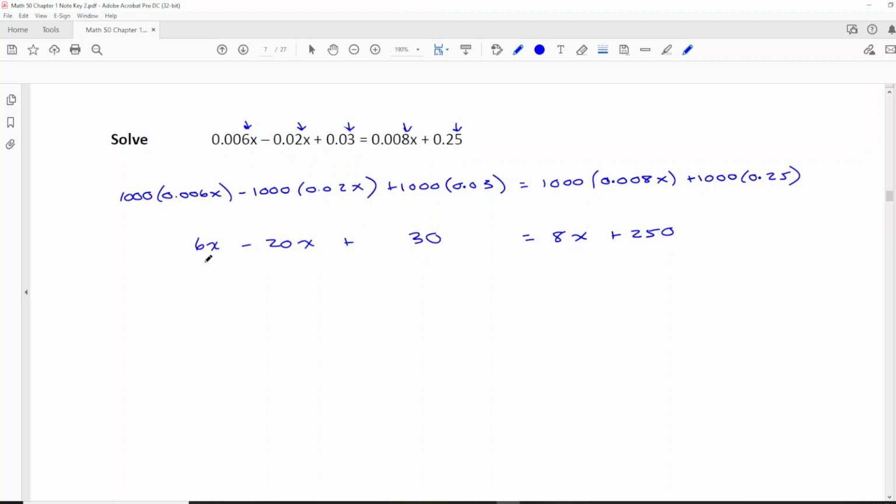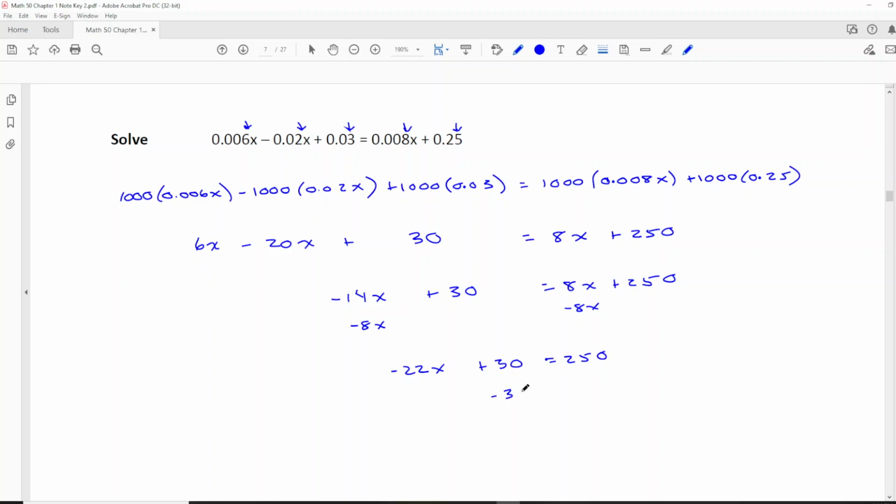Okay, now I'm going to collect like terms. So 6x minus 20x is minus 14x plus 30 equals 8x plus 250. Now I'm going to put my numbers on one side and my letters on the other. So which one's which? It doesn't really matter actually. So I'm going to subtract 8x to put my x's on the left. So I end up with negative 22x. Having that moment of doubt again. Yep. And then plus 30 equals 250.